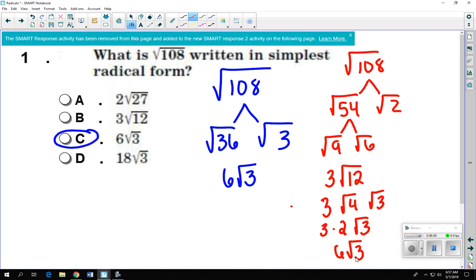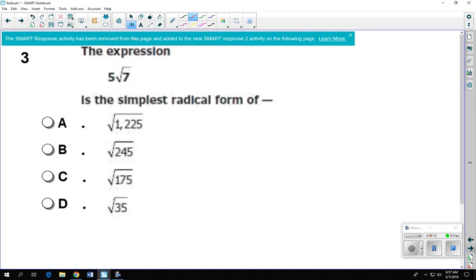You do arrive at the same answer, but in the directions it does say simplest radical form, so you need to make sure that you simplify it all the way down. The expression 5 square root of 7 is the simplest radical form.